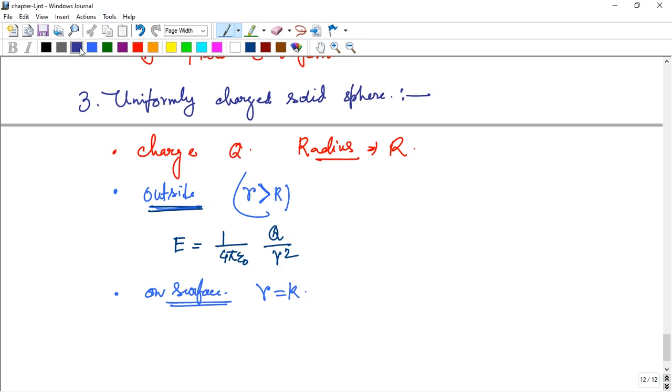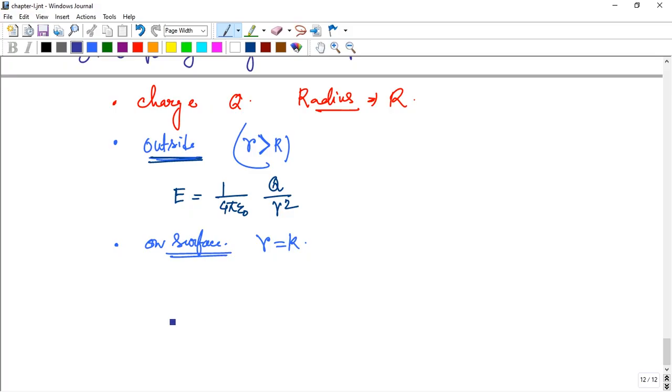Here, on the surface, the electric field E is equal to 1 over 4 pi epsilon naught, q over capital R square, because the Gaussian surface is at the surface, R square. Now what is it inside the sphere?